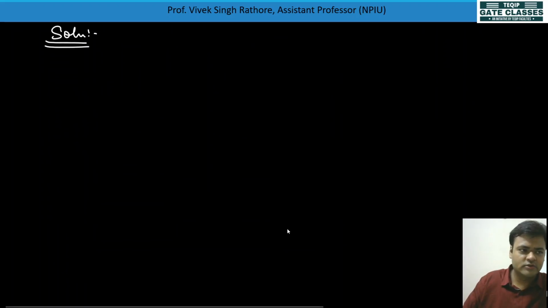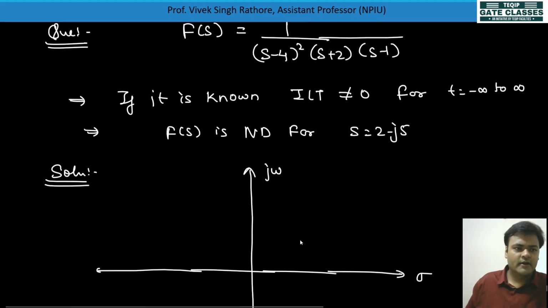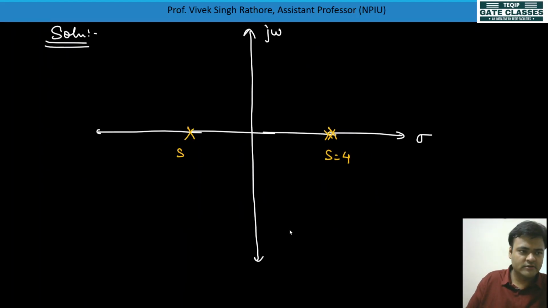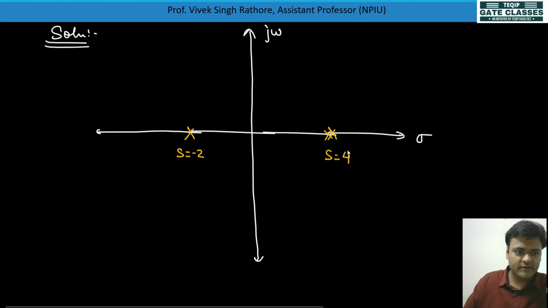First of all, we'll make the ROC, then we can understand it in parts. This axis will be sigma, this will be j omega. Now, 1 by (s minus 4) square is there, so s equal to 4, two poles are there. Then s equal to minus 2, one pole will be there, and then s equal to 1, one more pole is there.